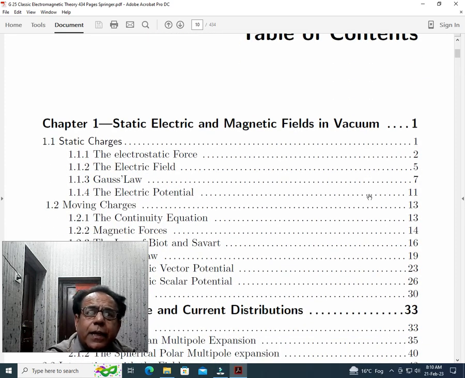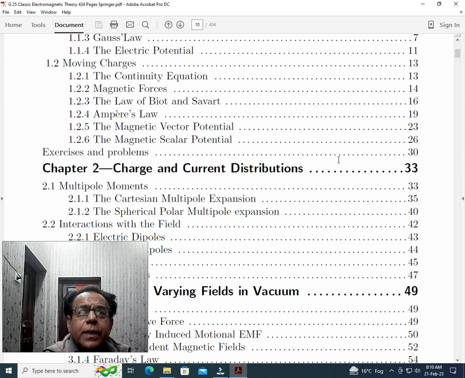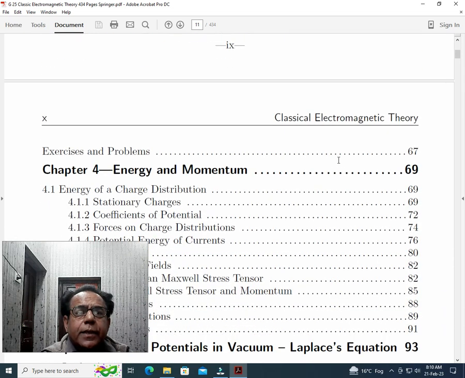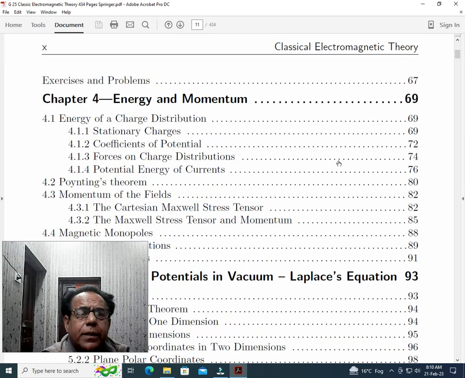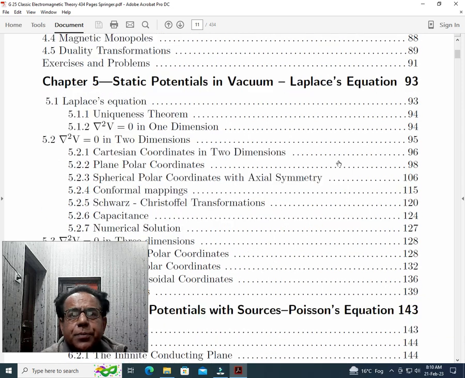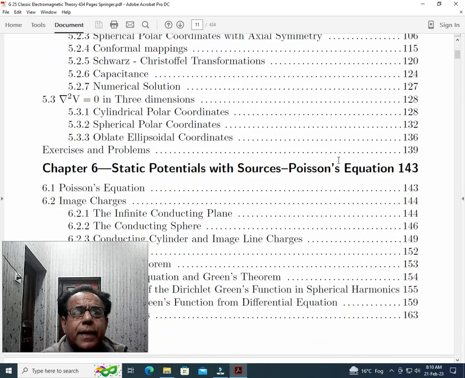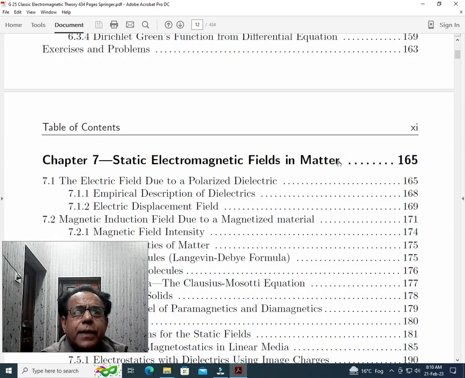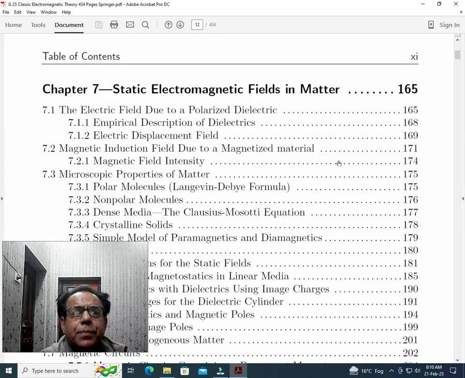Dear students, this is the table of contents of this book. Chapter number 1, static, electric and magnetic fields in vacuum. Chapter number 2, charge and current distributions. Chapter number 3, slowly varying fields in vacuum. Chapter number 4, energy and momentum. Chapter number 5, static potentials in vacuum, Laplace equation. Chapter number 6, static potentials and sources, Poisson equation. Chapter number 7, static electromagnetic fields in matter.